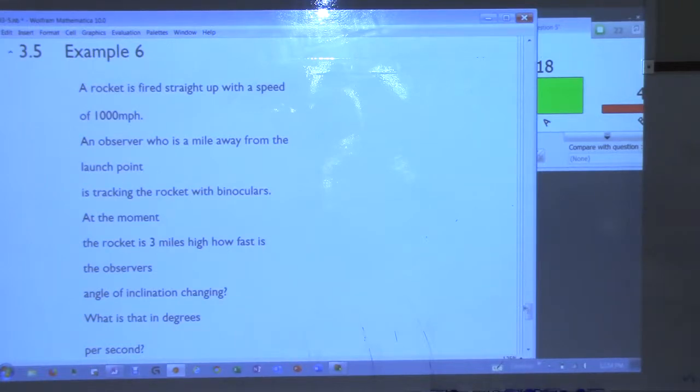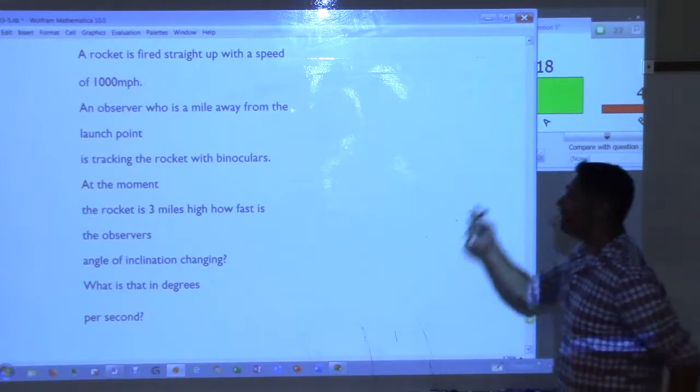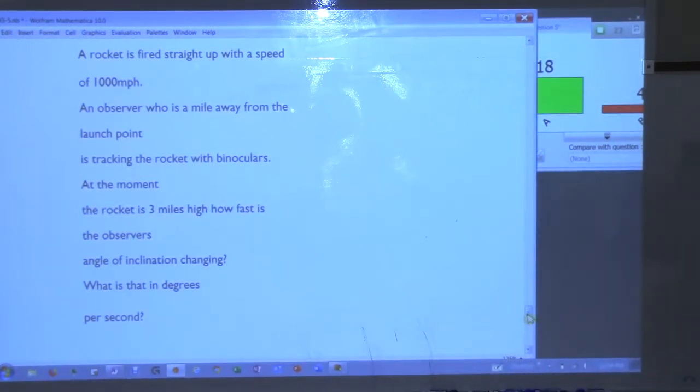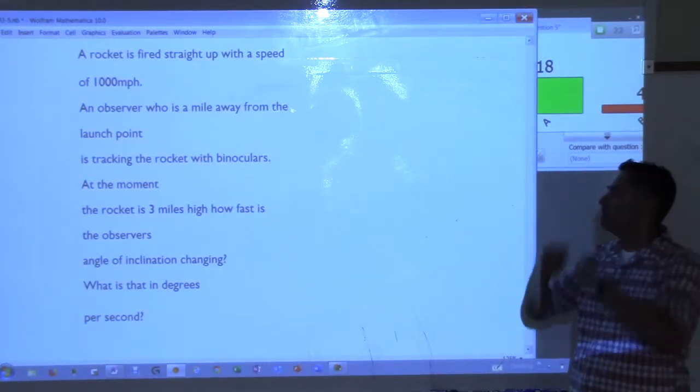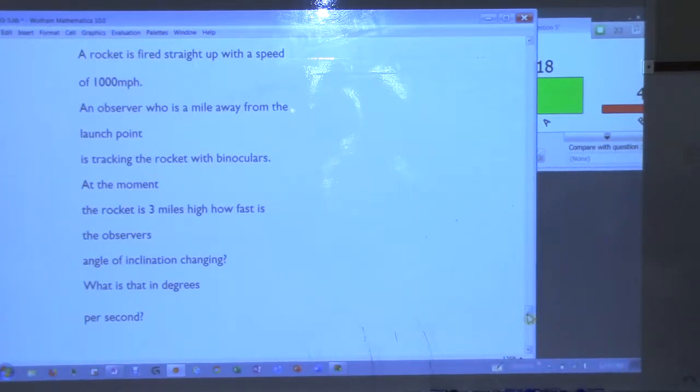Okay, here we go. A rocket, I'm trying to convince you why this might be useful to us. A rocket is fired straight up at a speed of 1,000 miles per hour. An observer who is a mile away from the launch point is tracking the rocket with binoculars. At the moment the rocket is 3 miles high, how fast is the observer's angle of inclination changing? And what is that in degrees per second? Does this problem look like something you may have seen in Cal 1? Okay, this is a related rates problem.